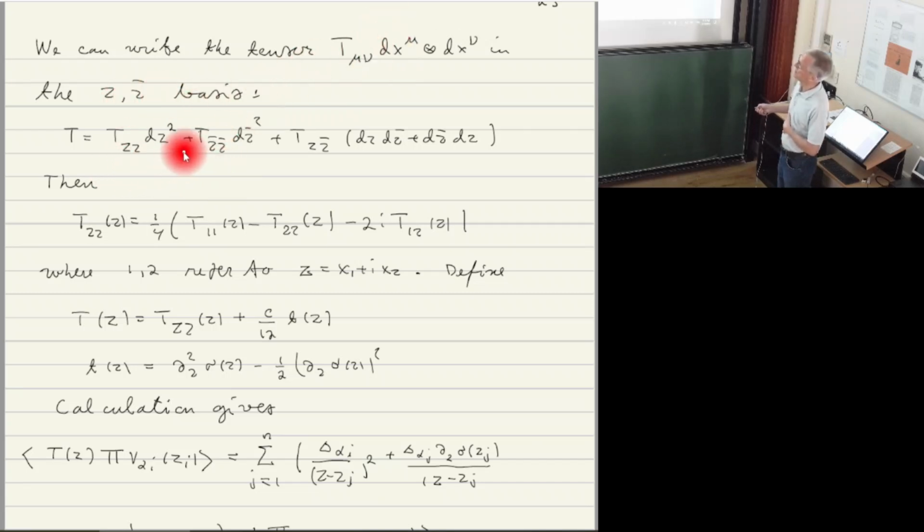So then the stress looks like some coefficient times dz squared, dz bar squared, and then something where you have mixed terms. And it turns out that the interesting ones are this one and this one. We call this one, in terms of the original stress, a certain complex combination of the stress tensor components T11, T22, etc.